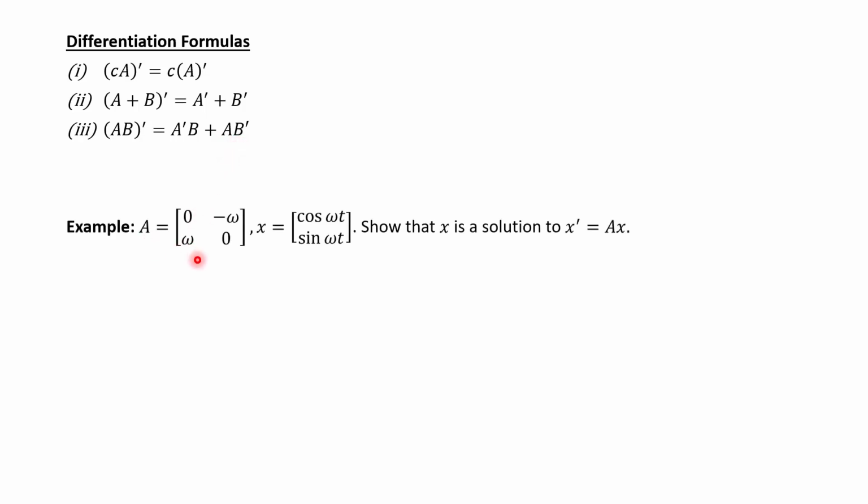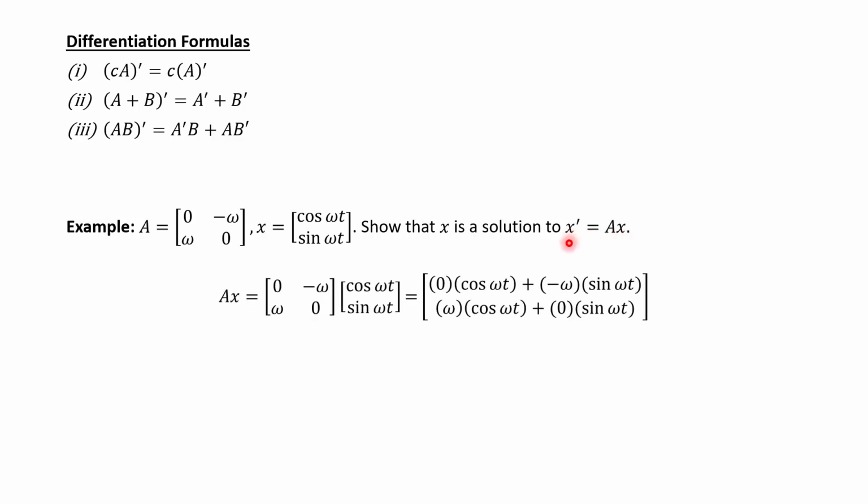Here's our matrix A and our vector x, and we want to show that x is a solution to this equation where A times x actually equals x prime. Okay, so we're going to calculate both the left and the right side of this equation. Here's the right side of the equation, A times x. So here's my matrix A. Here's my vector x. And if I just multiply row 1 times column 1, that's going to give me my new row 1. Row 2 times column 1 gives me my new row 2.